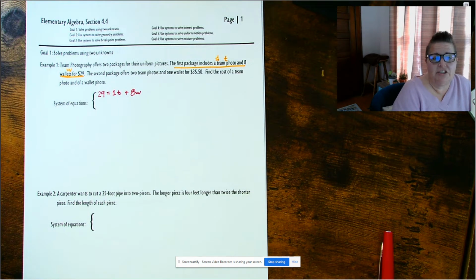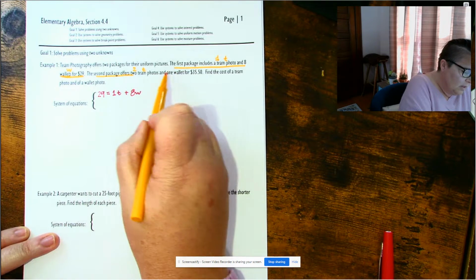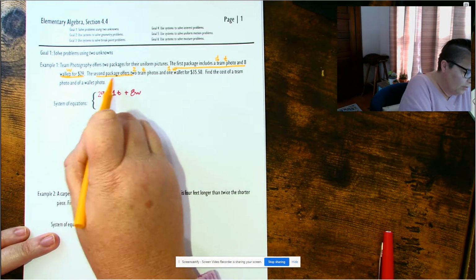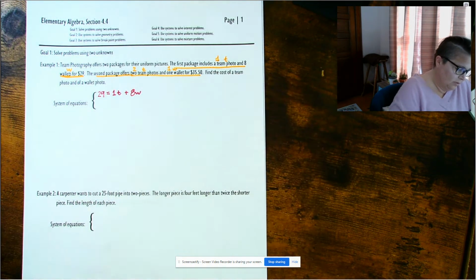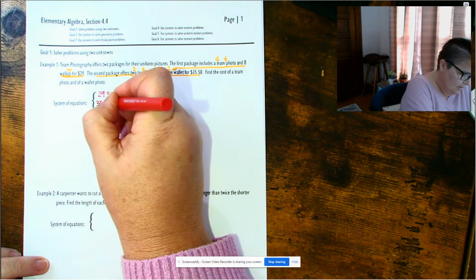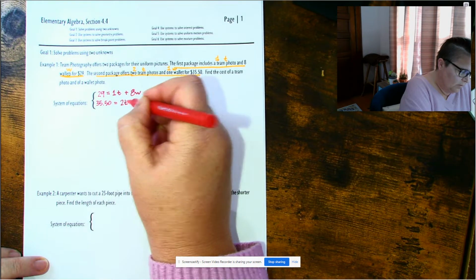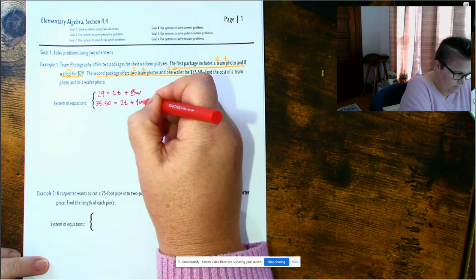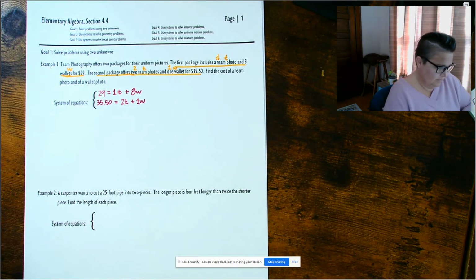The second package will come from the second sentence. The second package offers 2 team photos and 1 wallet for $35.50. So the way I have set this up, my cost of $35.50 is going to be equal to 2 team photos and just 1 wallet. I know that kind of looks like a 7. We'll put a 1 there. Okay. This gives me 2 equations to work with.